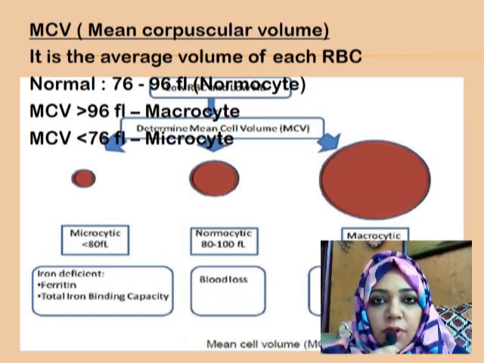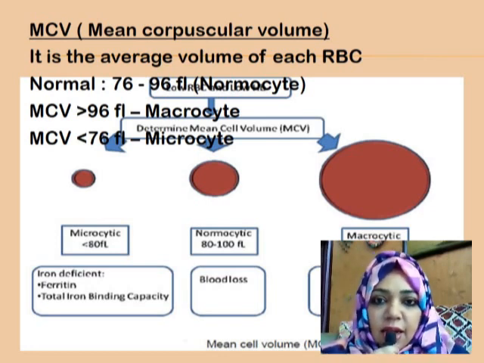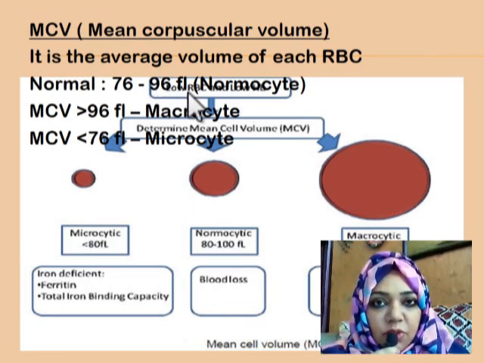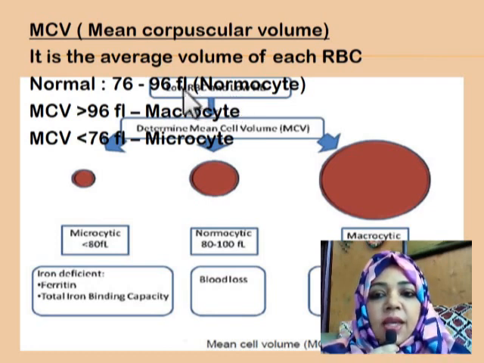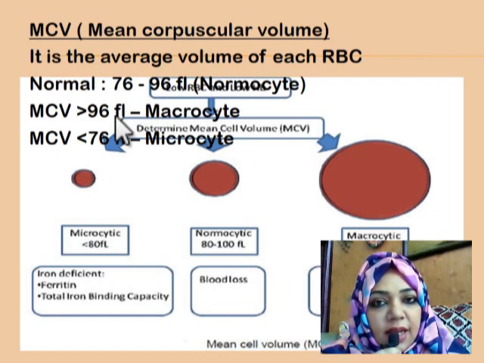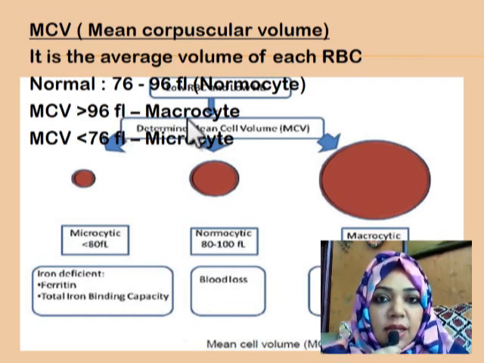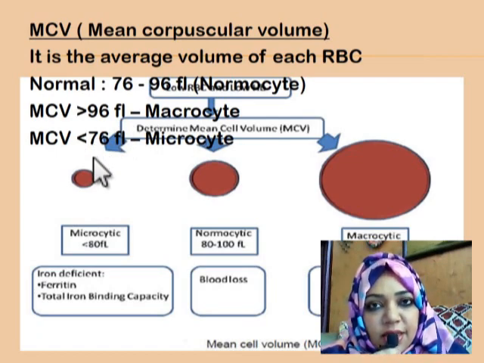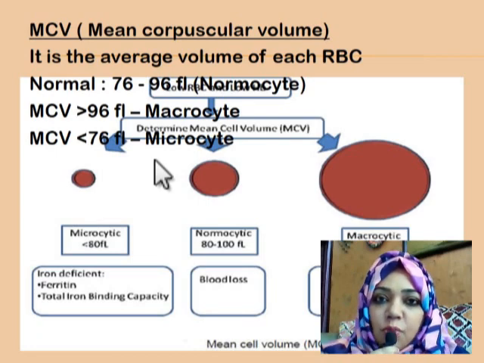MCV, or mean corpuscular volume, means the average volume of each RBC. The normal level is 76 to 96 femtoliter, and that RBC is called a normocyte. If the MCV is more than 96 femtoliter, then that RBC is called a macrocyte. As the cell size is increased, so it is macro. And when MCV is less than 76 femtoliter, that is called a microcyte, that is small size.